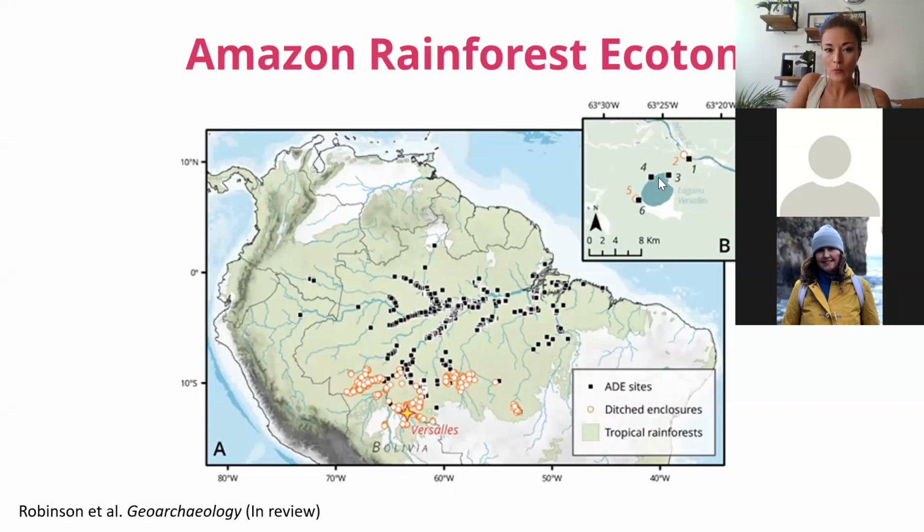And I'm going to talk a bit more about those in just a minute, but this is giving you an idea of where our study site is located. And again, we're going to be on that rainforest ecotone, so you can see that transition from the green color into the white. And this study region is going to be around a lake known as Versailles. And you can see here in our inset some of the sample locations that we have, both for archaeology and for our paleo reconstruction studies.